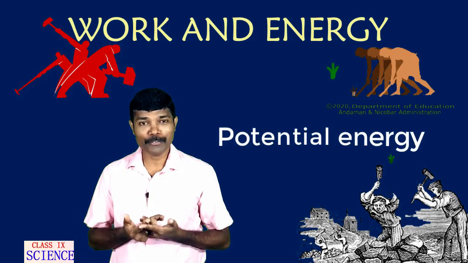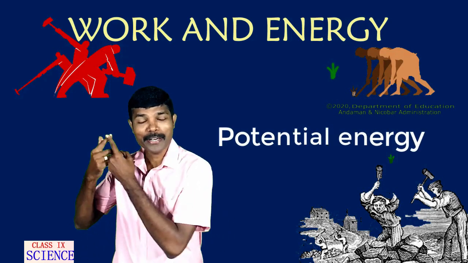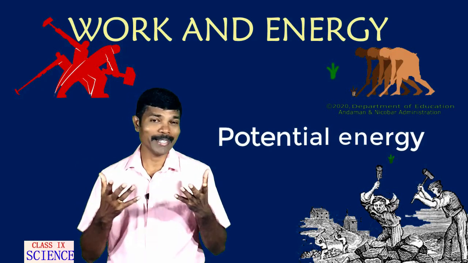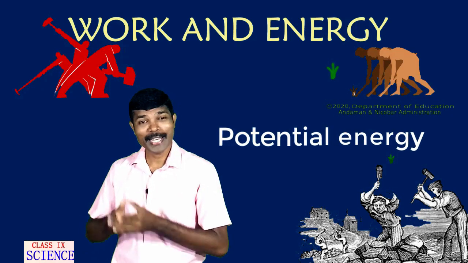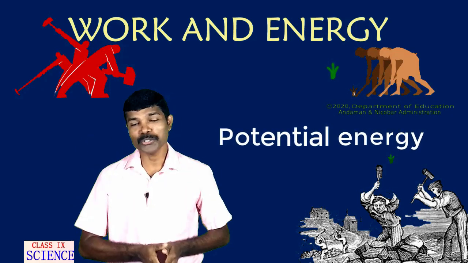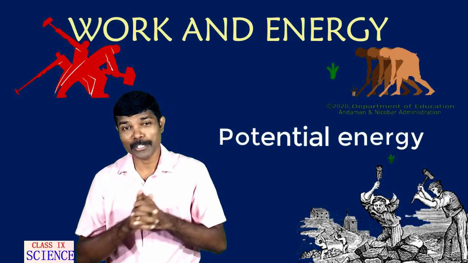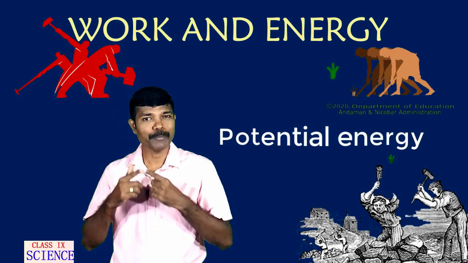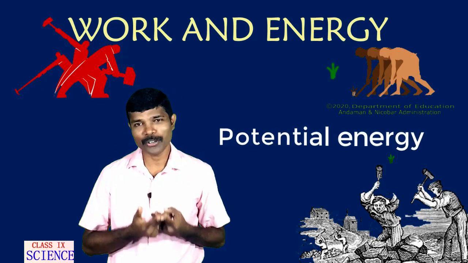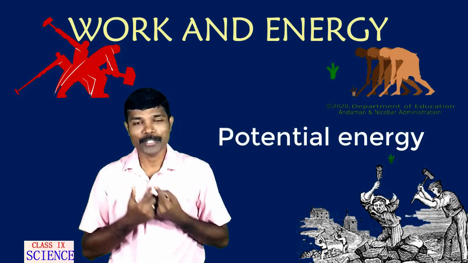brick falls, then what will happen? The brick can do some work. If it falls on a window pane, it can break the window pane. So the energy of a brick lying on the rooftop or at a certain height is known as gravitational potential energy, because it has been acquired by doing work against gravity. So it is called gravitational potential energy.